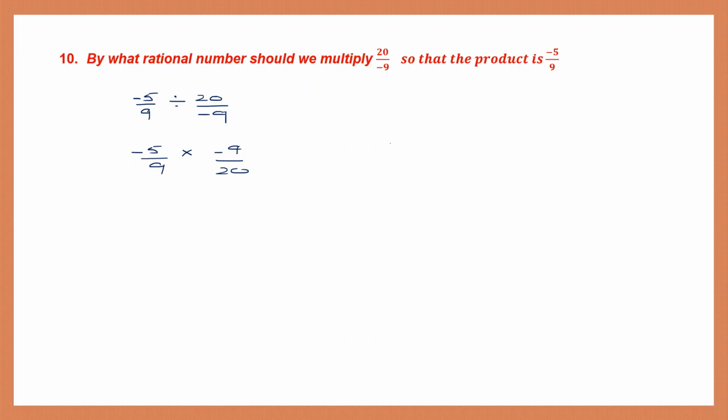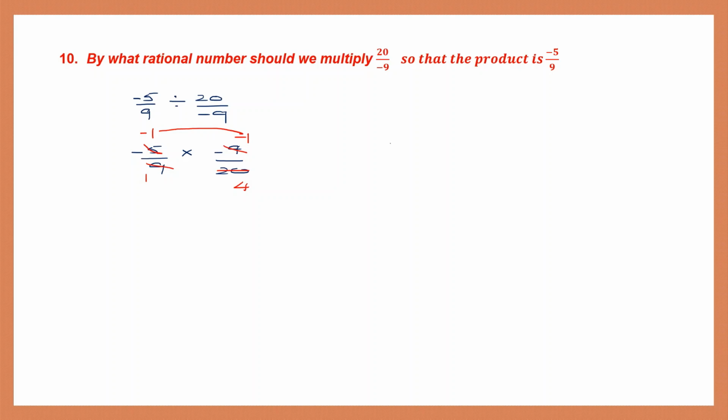So what can we cancel here? We can cancel 9 and minus 9. So 9 ones are 9. Here also 9 ones are 9 with the minus sign. I can also cancel 5 and 20 by 5. 5 ones are 5 with the minus sign. 5 fours are 20.